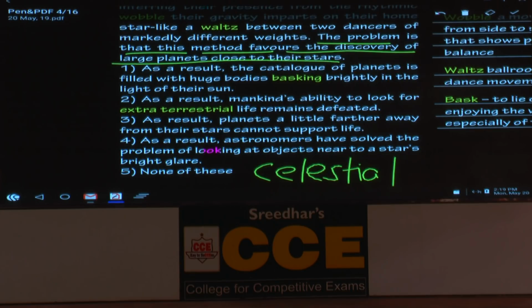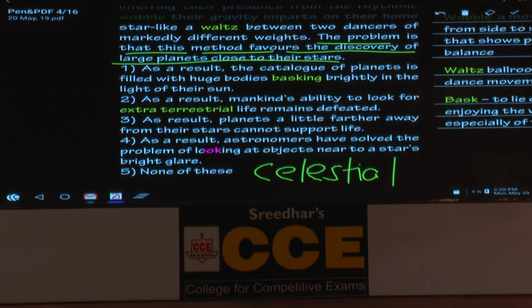As a result, the catalogue of planets is filled with huge bodies basking brightly in the light of their sun. How many of you have read these questions? Raise your hands. Only a few students. Listen attentively. Others also could listen. Try to relate. Do you think this is right or wrong? Those who have read, right or wrong? What do you think? First option. Wrong. Okay.